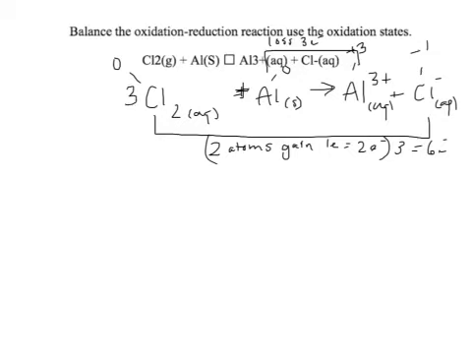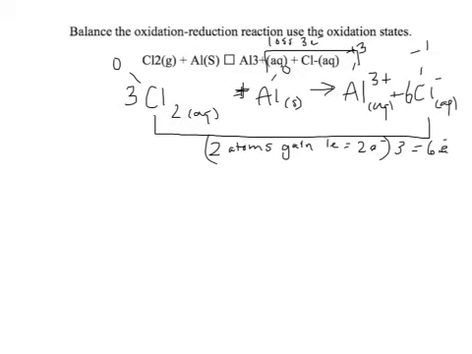That's each chloride is going to be gaining 1 electron. And so then I also need to put a 6 in front of here, because again, each chloride is going to be gaining 1 electron. And so I have 6 chlorides doing that.